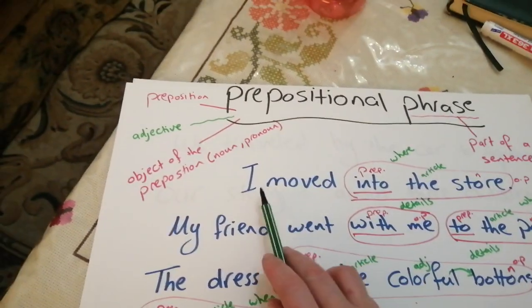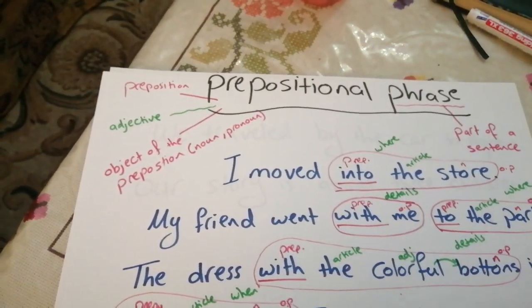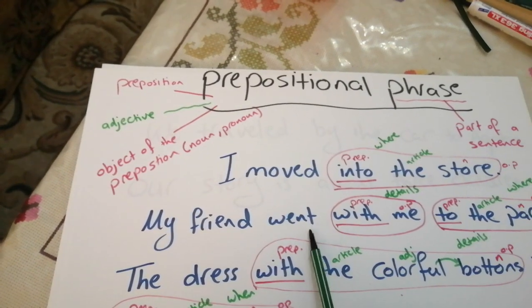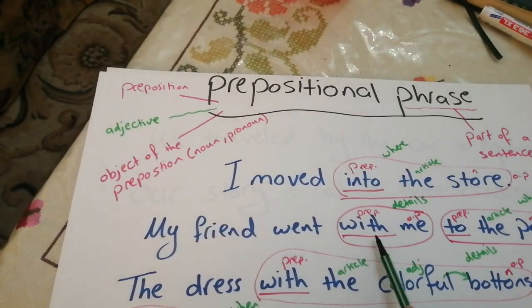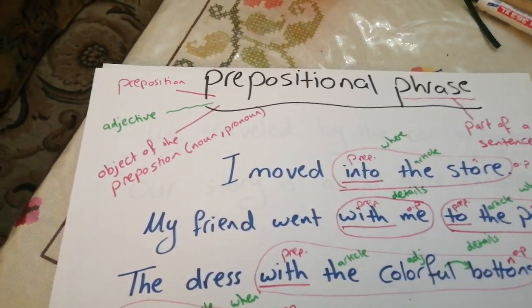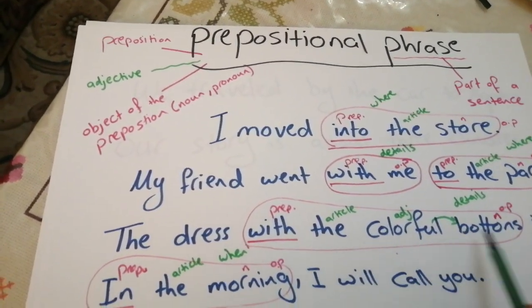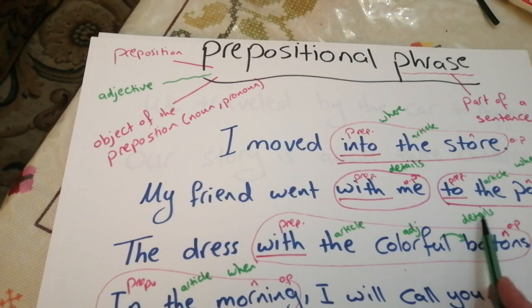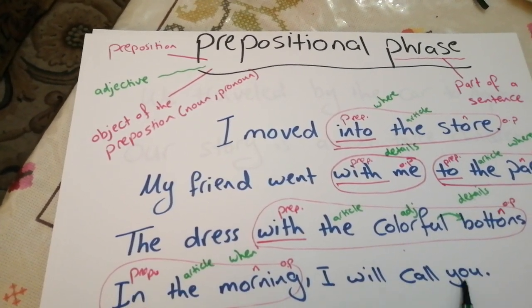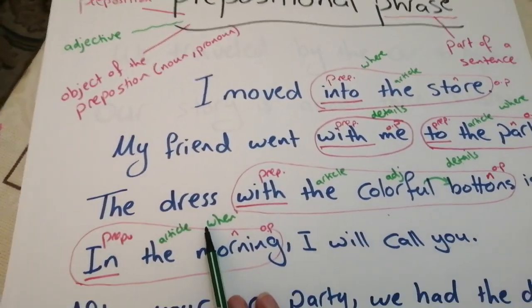Okay, like here, where: I moved into the store. My friend went. With whom? Here I want details. With me. Where? To the park. The dress, give details: with the colorful buttons, is mine. Here it gives details. In the morning, I will call you. Here it shows when I will call you.